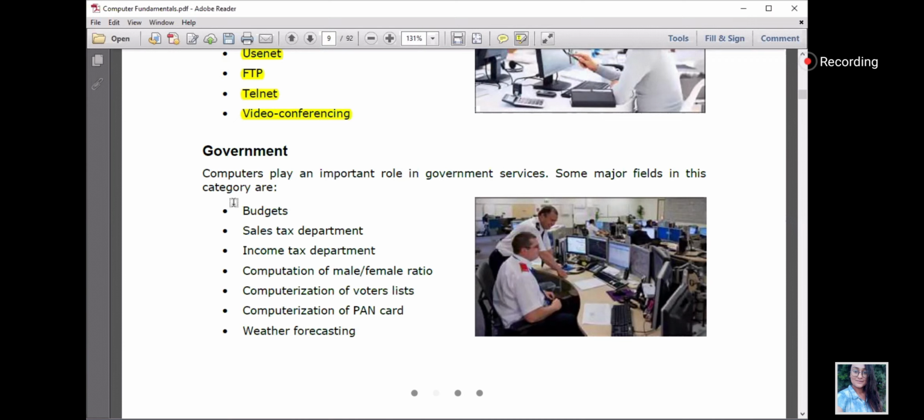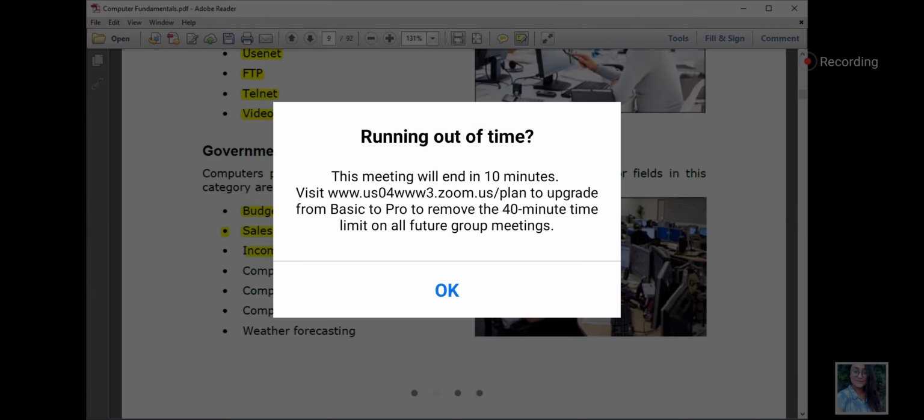Next sector we have is government. In government, they make the budget, sales tax, then income tax, computation of male female ratio.